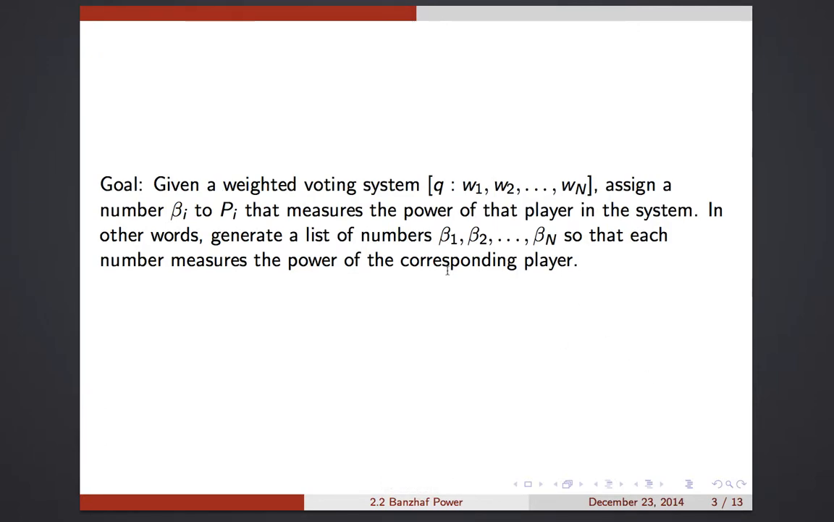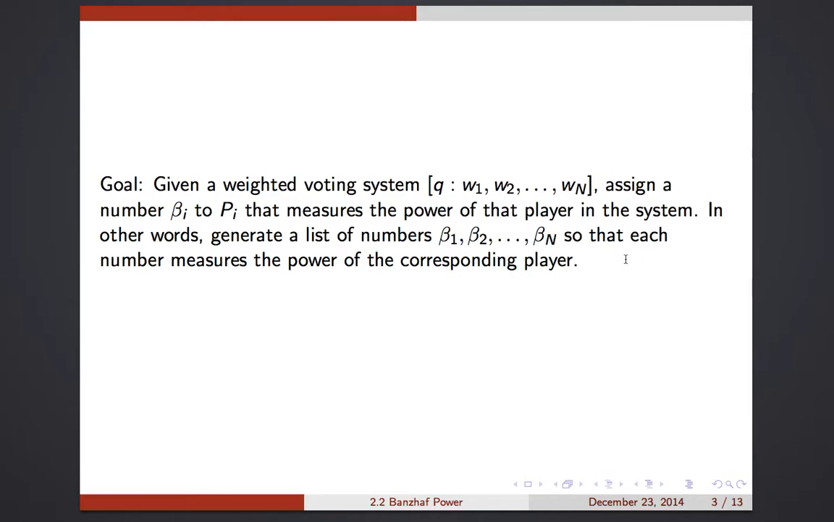Okay, so more formally, here's what we're going to do. Given a weighted voting system, that's given by a quota and the n weights for the n players, assign a number, beta sub i, to each player that measures the power of that player in the system. So we're going to give a list of numbers so that the first number in the list tells you how powerful player 1 is, the second number in the list tells you how powerful player 2 is, etc., all the way up to player n, and beta n will tell you how powerful player n is.